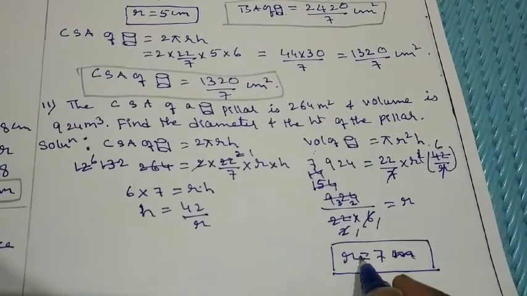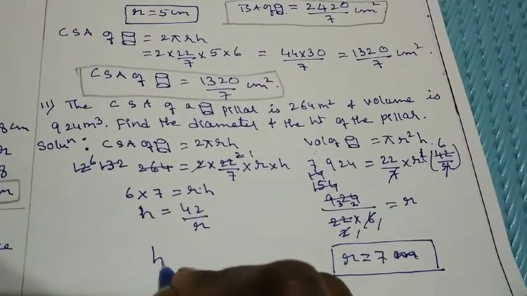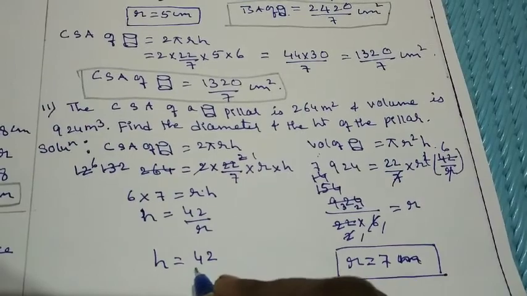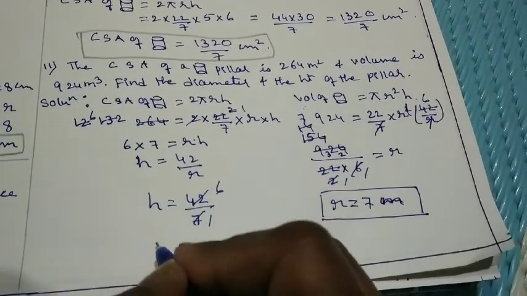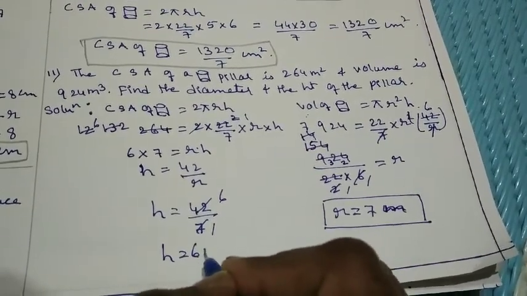Then if I substitute this R value in the H, I'll get the height of the cylinder. So 7 ones are 7, 7 6s are 42. Then height of the cylinder equals 6 meters.